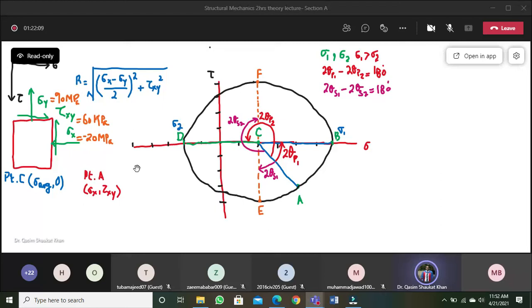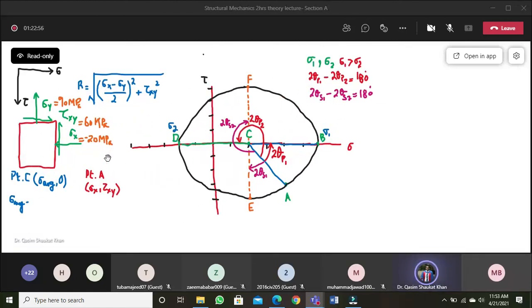So now we want to calculate the principal stresses, the maximum in-plane shear stresses, the orientation of the principal planes, the orientation of the shear planes, and the average normal stress. Let's start with the average stress. The average stress is sigma x plus sigma y over 2. Sigma x is minus 20, sigma y is 90. Minus 20 plus 90 is 70. 70 over 2 is 35 megapascals.